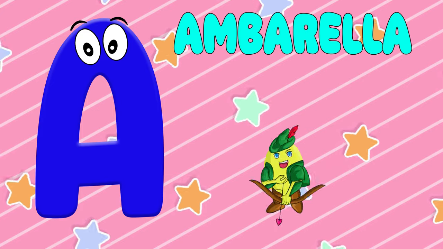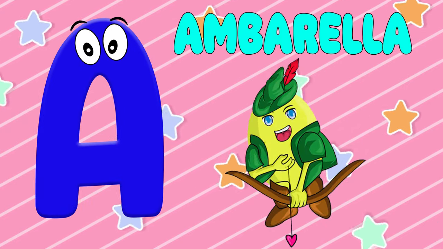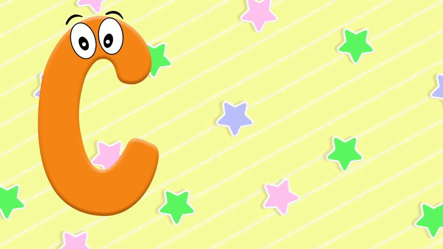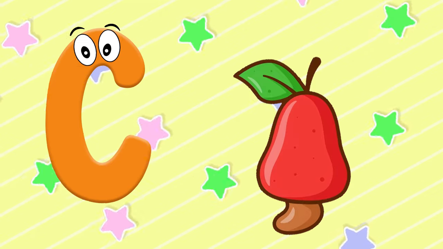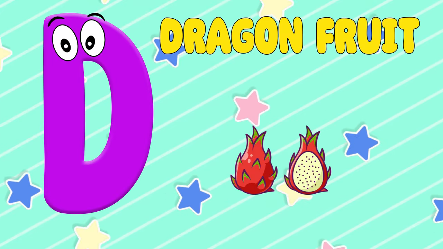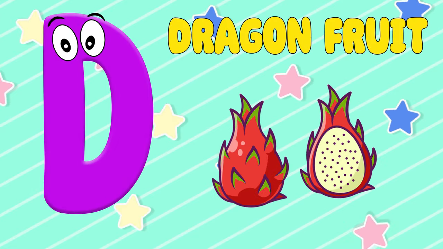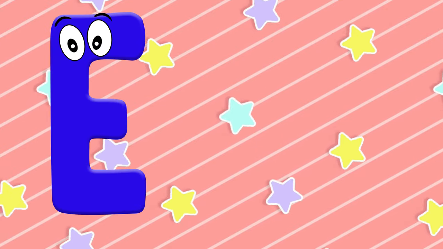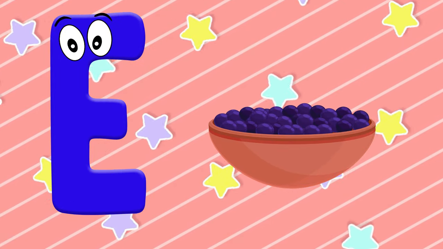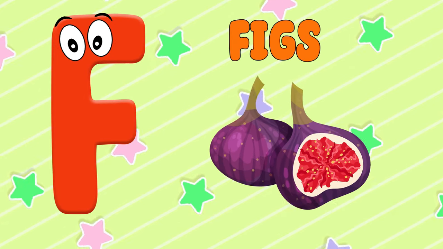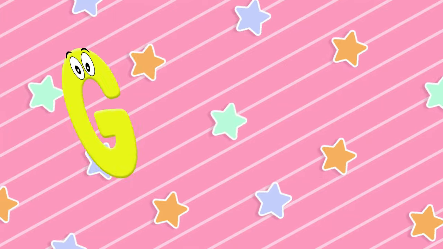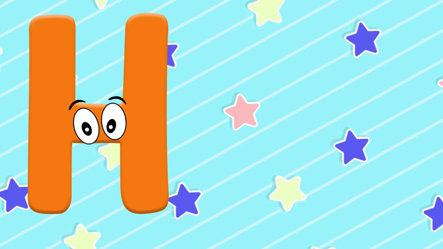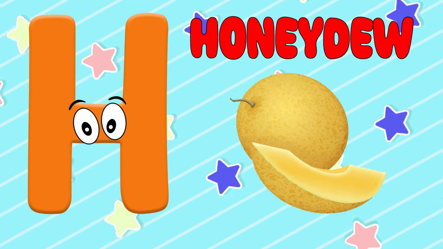A is for Ambarilla. B is for blackberries. C is for cashew apple. D is for dragon fruit. E is for elderberry. F is for figs. G is for guava. H is for honeydew.